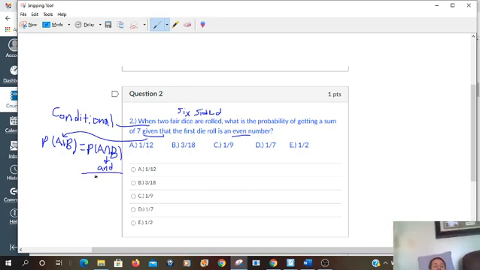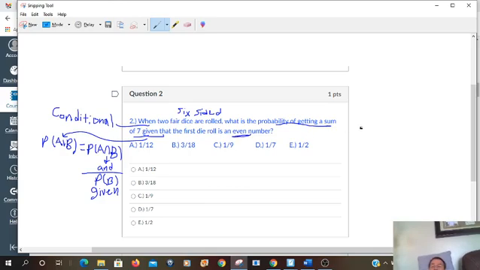And then divided by the given. Whatever the given is, it needs to go in the bottom. We basically need to divide it off because we know it's already happened. That helps improve our chances, by dividing off the given. So in this problem, we're looking for the probability of getting a sum of 7, given that the first die roll is an even number.